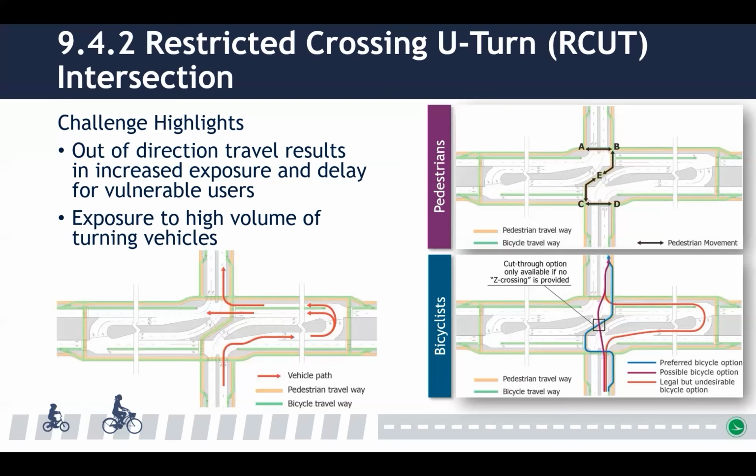In addition, if bicyclists follow the same path as motorists, they are forced to merge and weave multiple times to go through the intersection. With the unique layout and motor vehicle movements at an RCUT, providing a highly visible, clearly defined space for pedestrian crossings and bicycle paths of travel is critical to both vulnerable users' safety and motorist recognition.